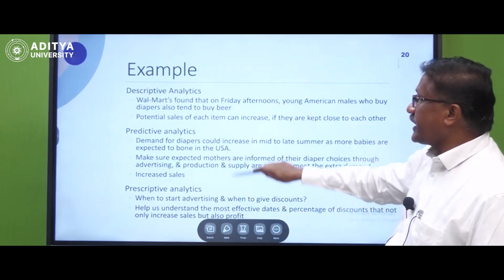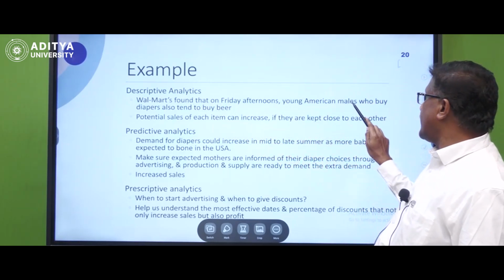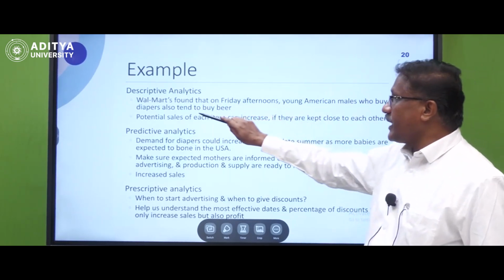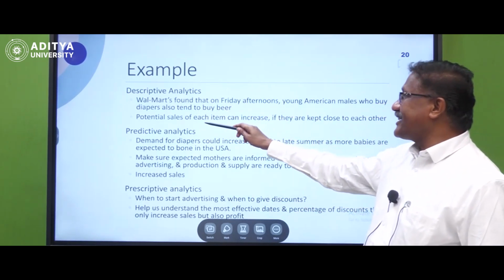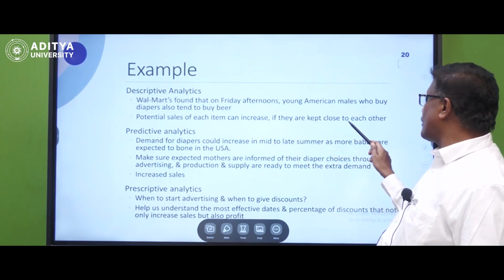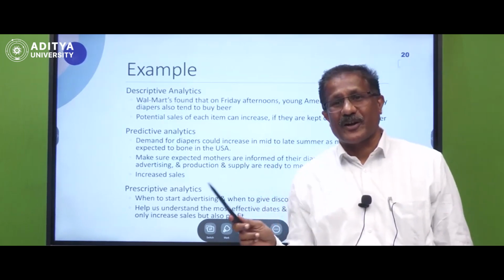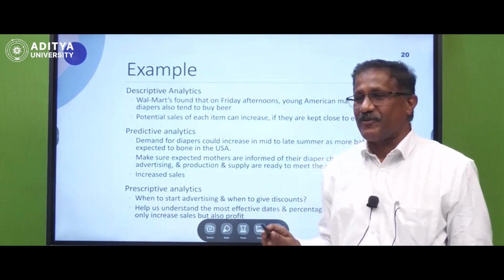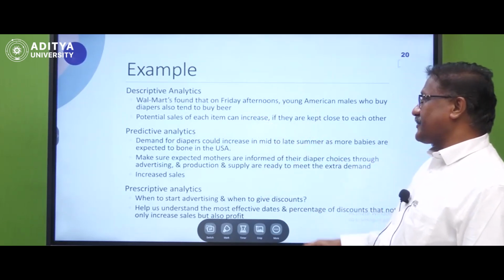For example, we can take Walmart, which found that on Friday afternoons, young American males who buy diapers also tend to buy beer. The potential sales of each item can increase if they are kept close to each other. That means they have to find out the relation of one product to another and keep them together for selling on the weekends. That is descriptive analytics.